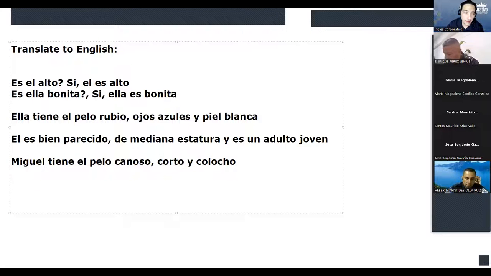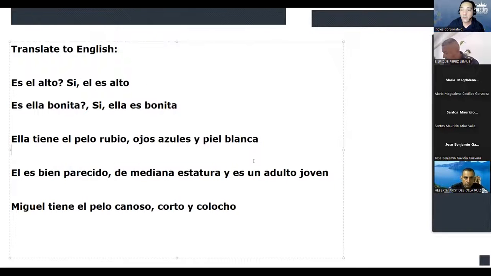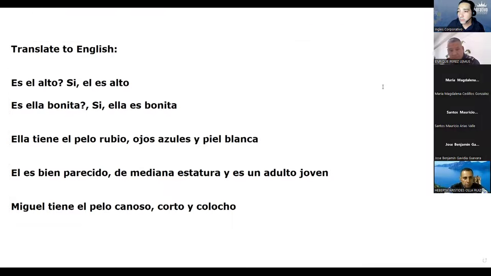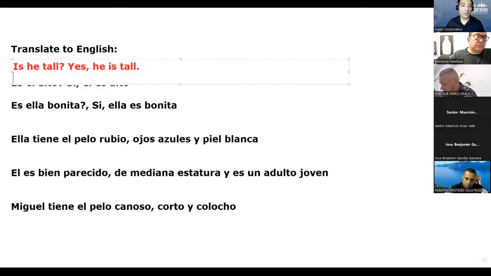Okay, help me translating this to English. He is tall. Now, this is a question. So we need to start with the verb to be. Is a question. Is he tall? Correct. Yes, he is. Yes, he is tall. Good. Next.